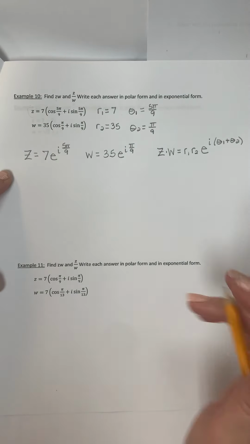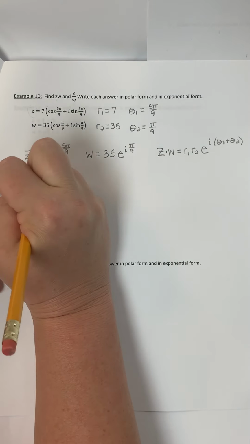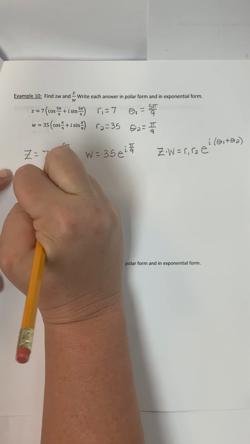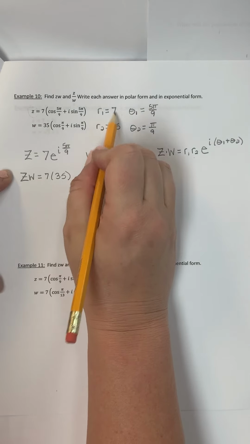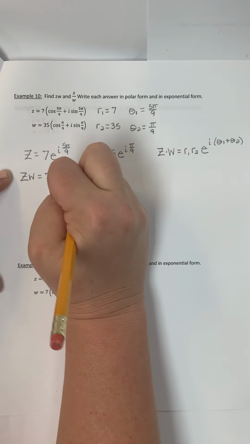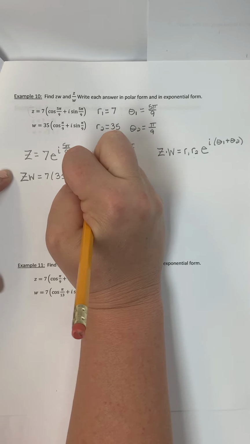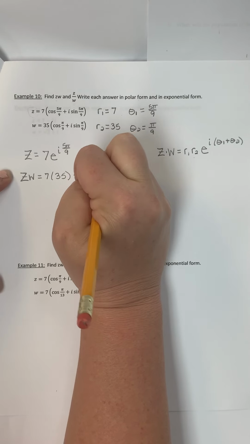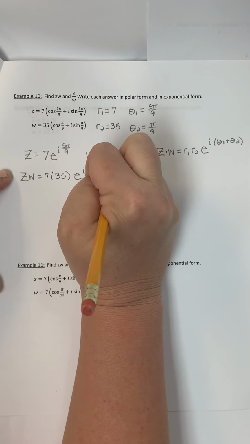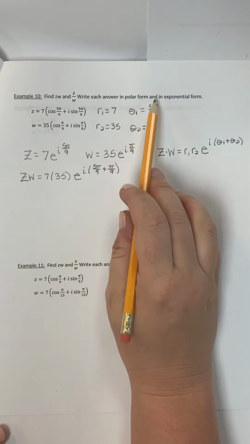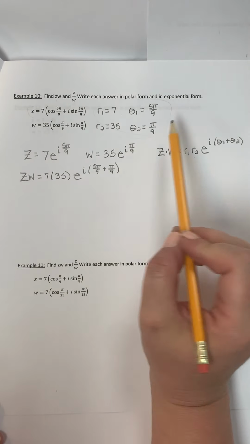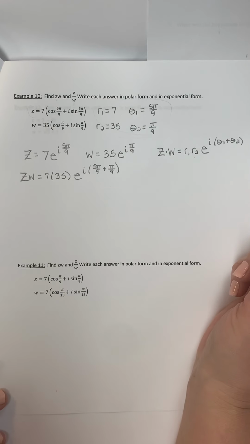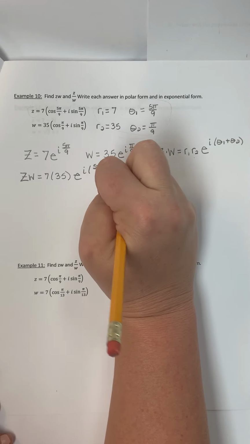All right, so zw is going to be 7 times 35, just multiplying these together, e to the i, and I'm going to have 5 pi over 9 plus pi over 9, because those are my two thetas. I just added them together. You don't actually need to label them if you don't want to. So what does this give me?